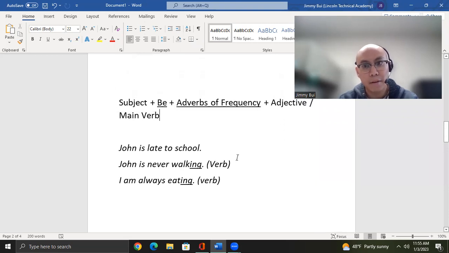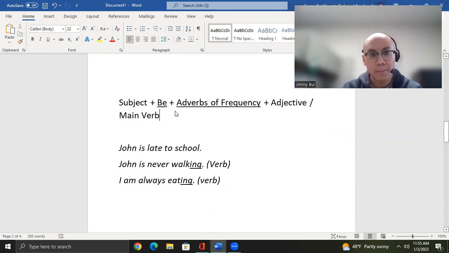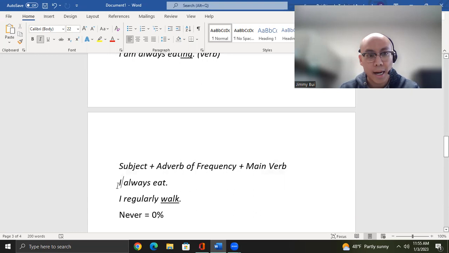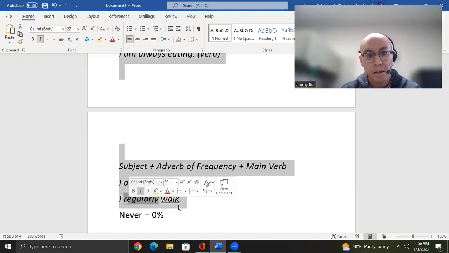Another formula, another way to create sentences showing frequency, is very similar, but we're not going to use the verb be. We're going to use the subject, adverb of frequency, and a main verb. And I'll explain the difference between the two. Here I have a subject, I, adverb of frequency, always, and then a main verb, eat. No ing here because it's not present continuous. I am not using the verb be, so we do not add the ing. I always eat. I regularly walk.